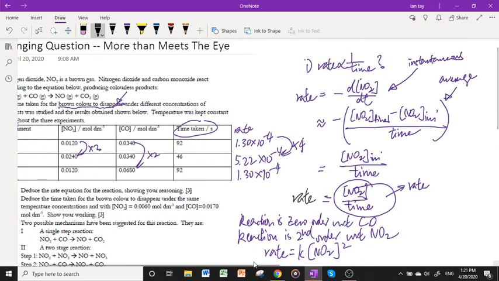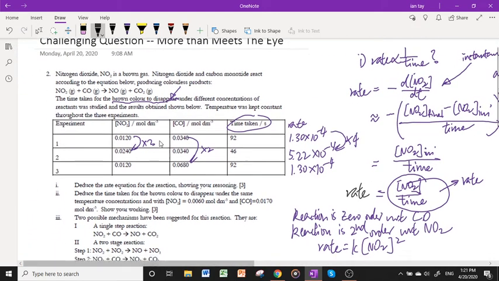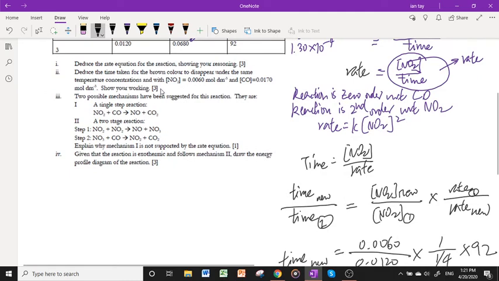So now let us take a look at the next part of the question. Two possible mechanisms have been suggested for this reaction. They are a single-step reaction and a two-stage reaction. Explain why mechanism 1 is not supported by the rate equation. So this question is quite nice. They tell you that mechanism 1 is not supported by the rate equation and ask you to explain why.